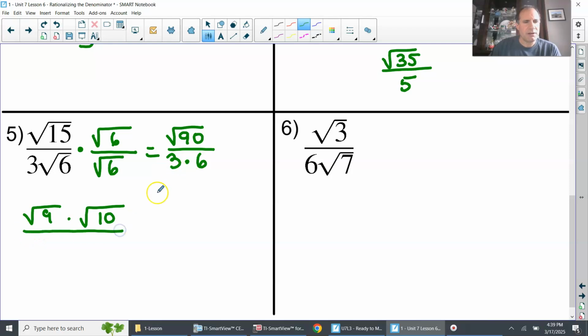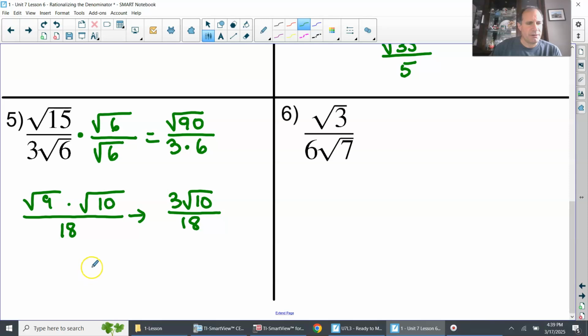So 6 times 3 is 18. We're going to write 9 is 3. Square root of 10 over 18. And we need to reduce that. 3 goes into 3 once. So we're going to reduce it to 10 over, and then 3 goes into 18 how many times? 6. And that is your final answer.